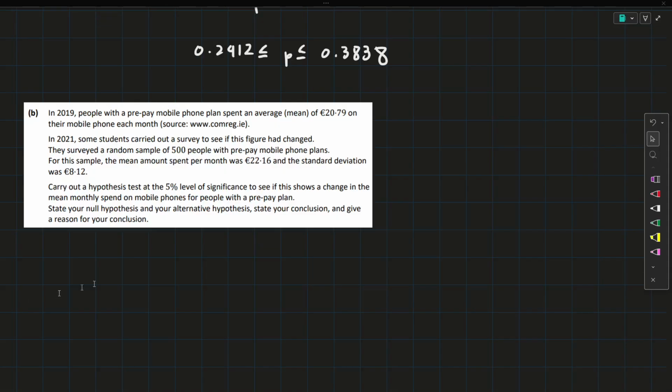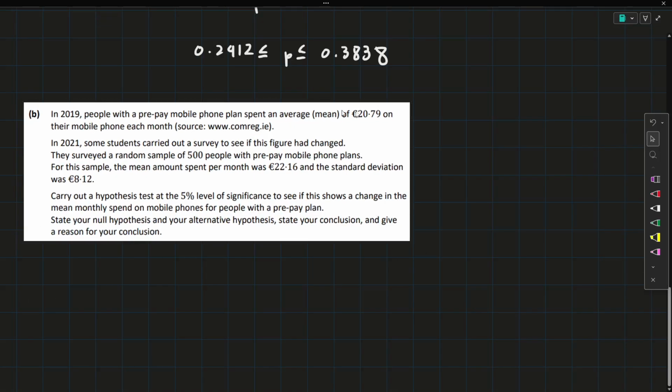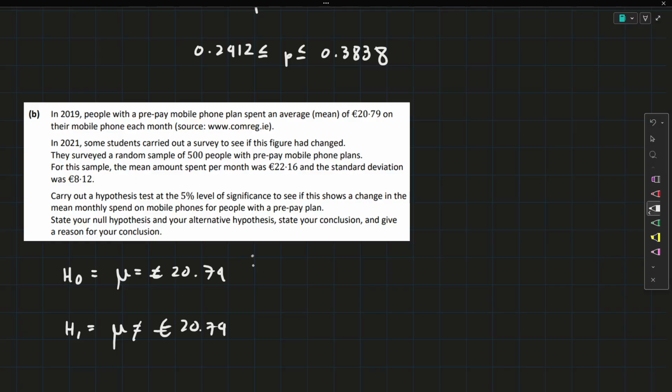0.3838. Then we have to do a hypothesis test. We basically have a mean, and they wanted to see if that mean has changed. This is what they found for the sample. We have to see, is there a change? So we start off with a null hypothesis, which is when we assume that nothing has happened, meaning the mean has not changed. So the mean is still equal to 20.79 euros. And our alternative hypothesis, which is what the sample is testing, is that the mean is no longer equal to 20.79 euros.